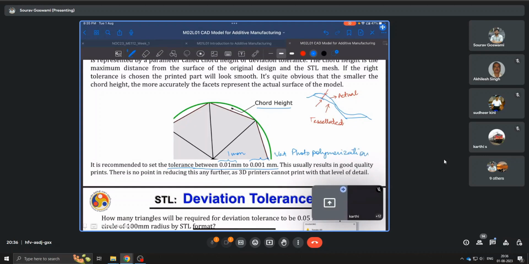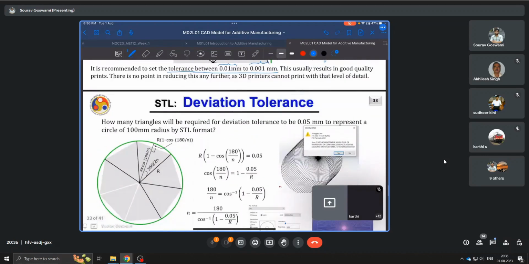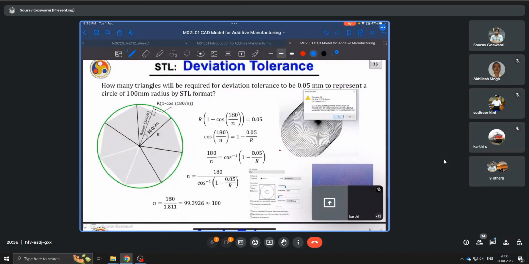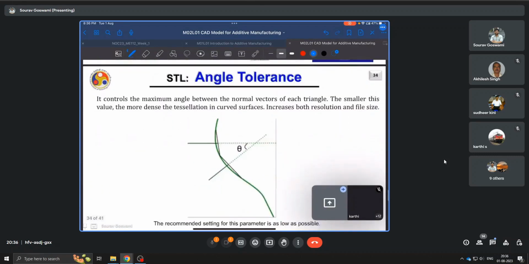Even if you were to specify a value of tolerance smaller than this, your machine itself would not be able to achieve it, and thus it is pointless. An example of deviation tolerance, we'll again cover one in our exercises.